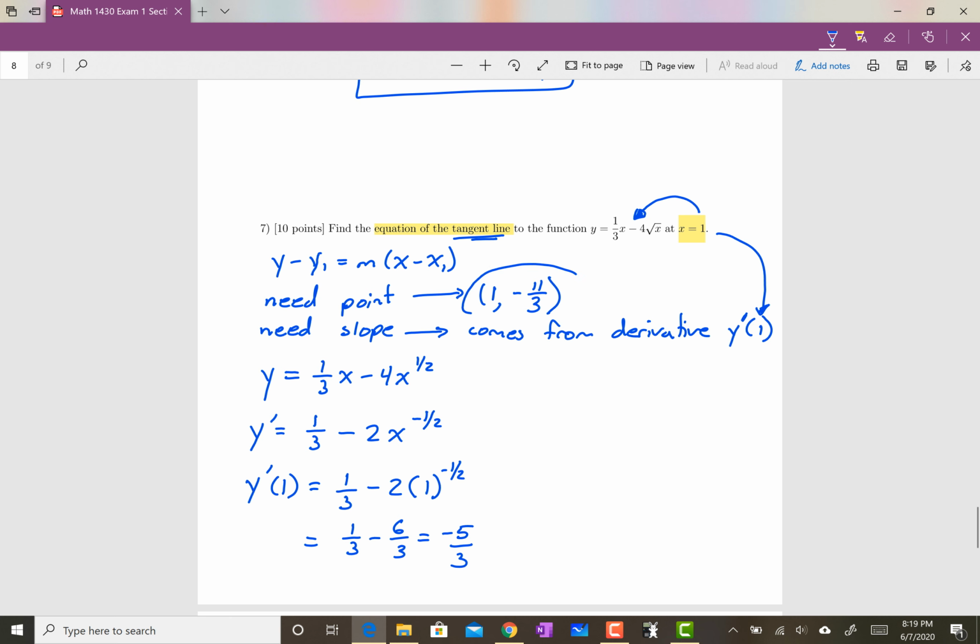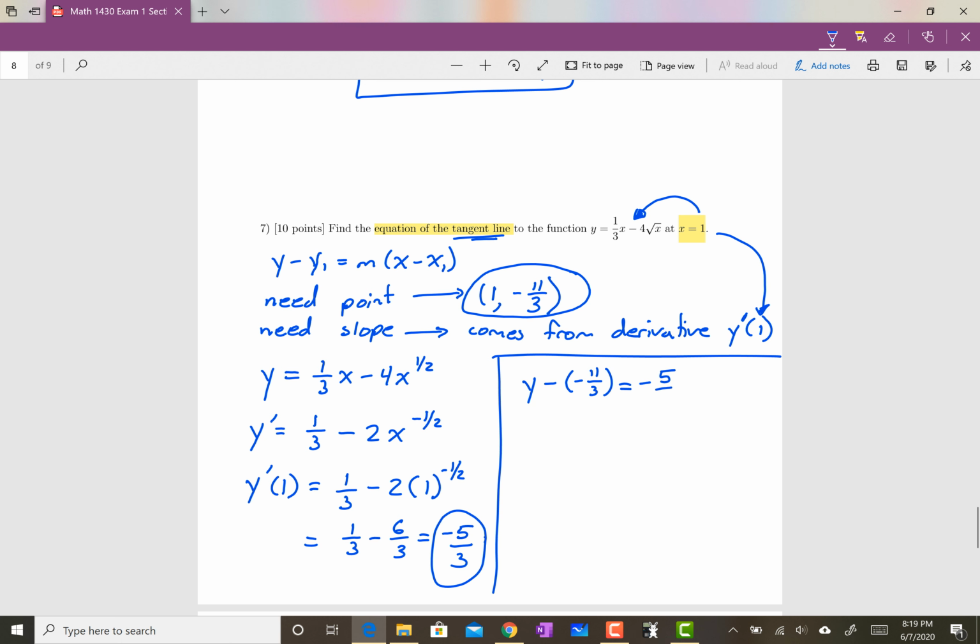So we have our point, we have our slope, and we know the equation for a line. So we get y minus negative 11/3 is equal to our slope of negative 5/3 times x minus 1. Y plus 11/3 is then equal to negative 5/3 x plus 5/3 when we distribute.